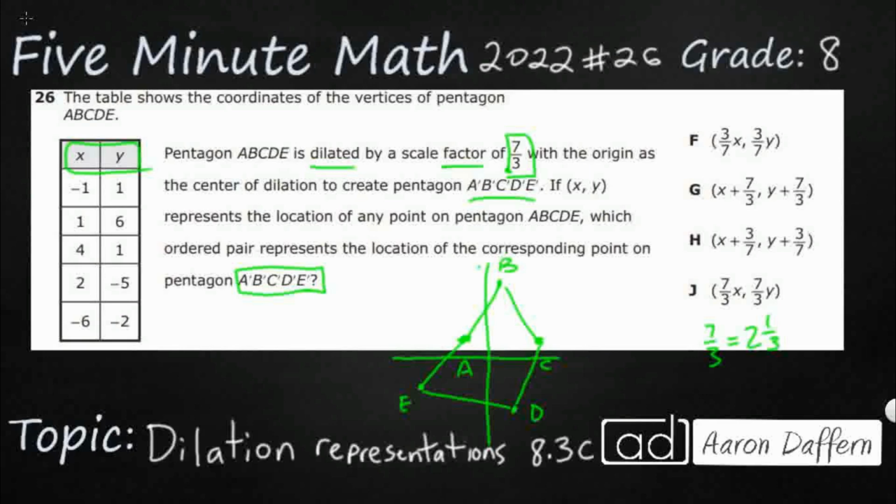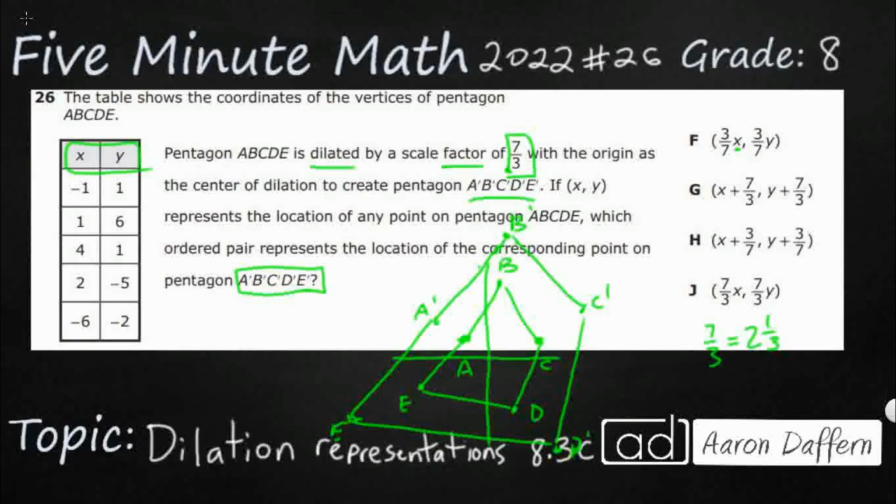So what do we do when we make it 2 1/3 bigger? Well, then it's going to push out a little bit like this. Each point is going to get a little bit more expansive, right? And so it's going to look kind of like this. So there's my B prime, my C prime, my D prime, E prime, and then my A prime. So let's see what F, G, H, and J hold in store.